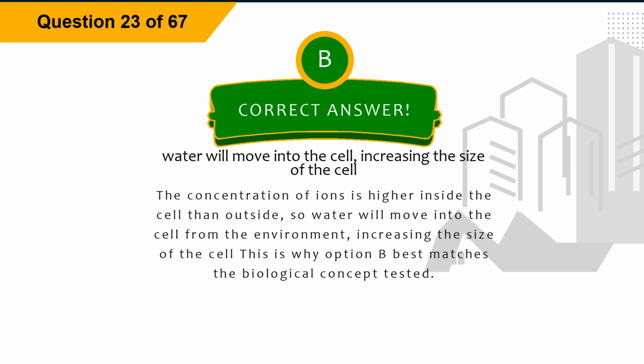Explanation. The concentration of ions is higher inside the cell than outside, so water will move into the cell from the environment, increasing the size of the cell. This is why option B best matches the biological concept tested.